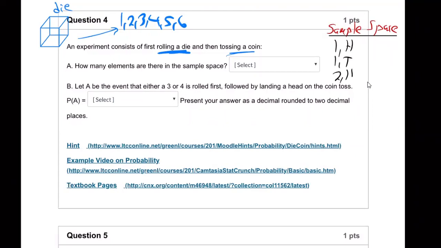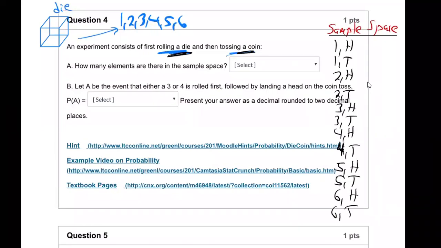Or you can get a 2 and a head, or a 2 and a tail, or a 3 and a head, or a 3 and a tail, right? Because you're rolling the die first, then flipping the coin. Or you could get a 4 followed by a head, or a 4 followed by a tail. Or you could get a 5 followed by a head, or a 5 followed by a tail, or a 6 followed by a head, or a 6 followed by a tail. There we go. How many things in the sample space? 12 things, because we have the 6 different numbers and they can each go with heads or tails. So it's 6 times 2, 12 things can happen.